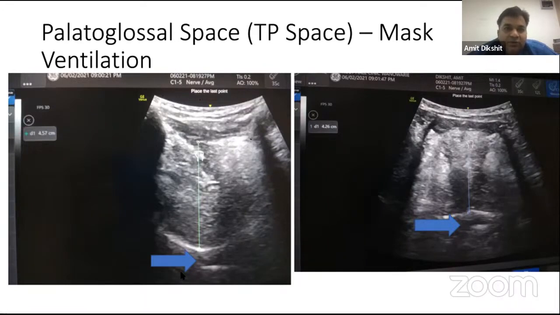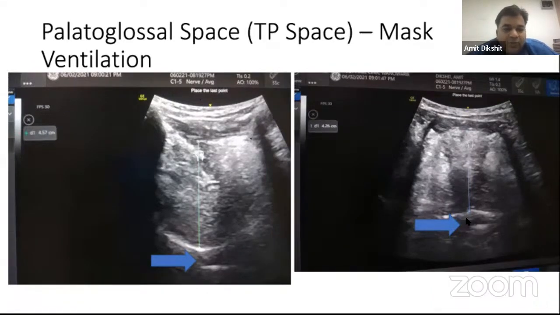So when they put out the tongue, we see the posterior pharyngeal wall, the MPC grading. But it cannot be extrapolated to when we are doing mask ventilation. So this is the position of the tongue in neutral position. The tongue is inside the mouth, and the mouth is closed, and there is a space between the palate and the tongue. So it is telling me that probably I'll be able to ventilate this patient with bag and mask very well, because there is a space.